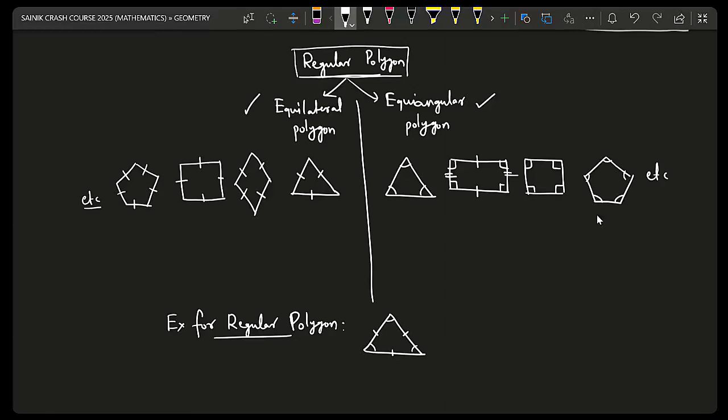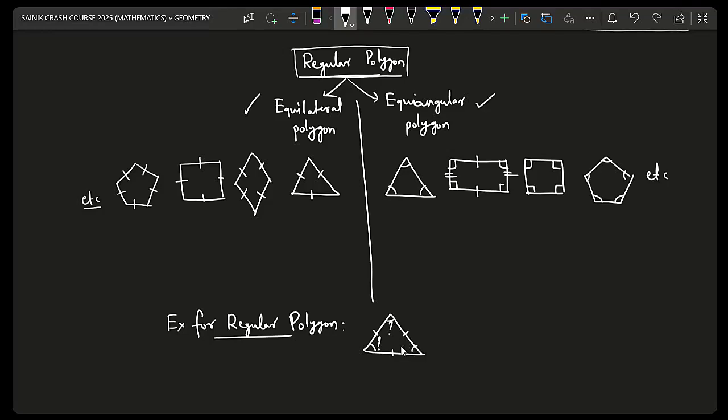Amshuman, can you say what is each interior angle of a regular polygon having three sides? Amshuman, what is each interior angle here? Hello, sir. Amshuman, what is each interior angle in this triangle? Sir. What is this angle, and this angle?